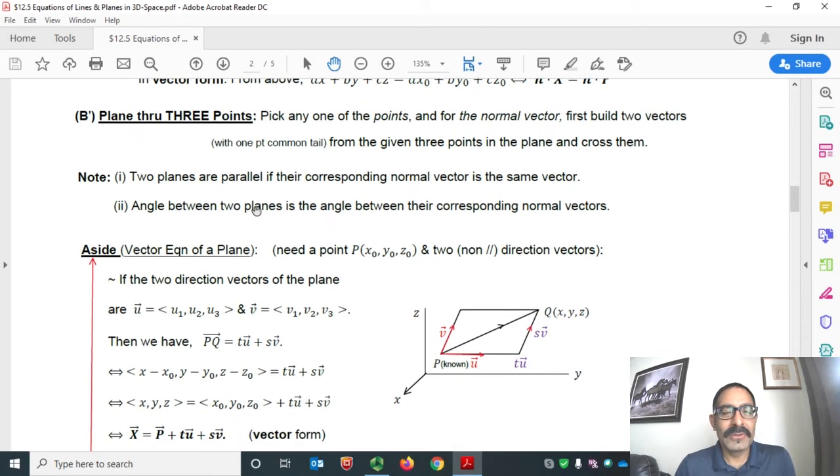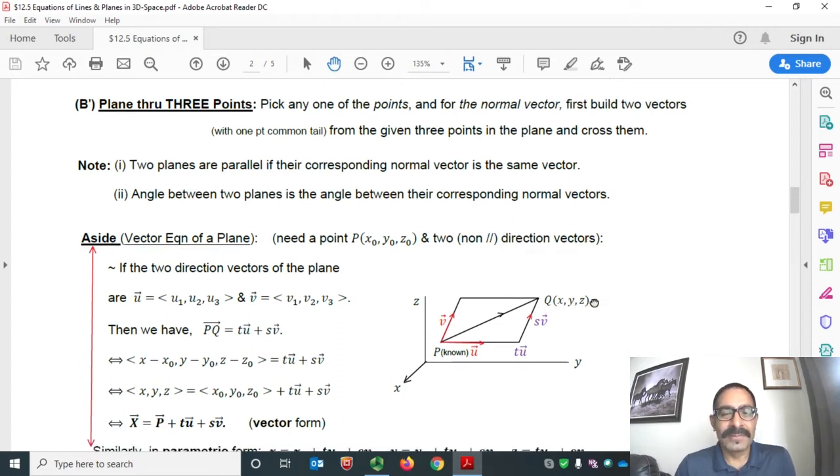Another note, two planes are parallel if their corresponding normal vectors are the same. The angle between planes is the angle between their corresponding normal vectors. Great. So now let's move on.